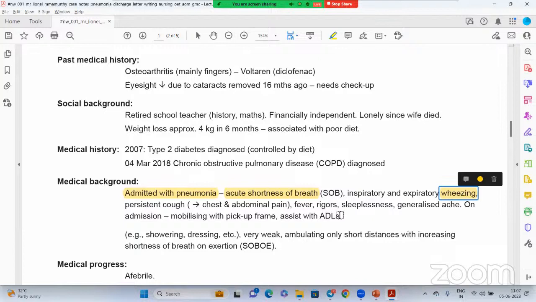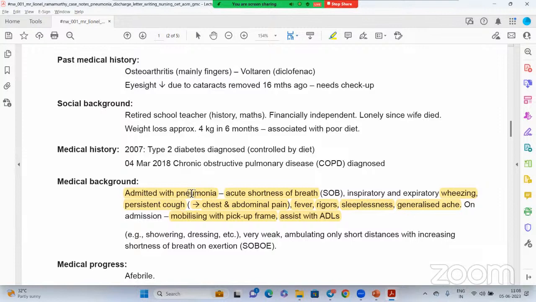As a result, he is facing chest and abdominal pain, and he has fever, and he has rigors, and he has sleeplessness, and he has generalized ache. Right, these are the things. And on admission, he was mobilizing with a pickup frame, and assistance was provided to perform activities of daily living. So all these points will be going there.